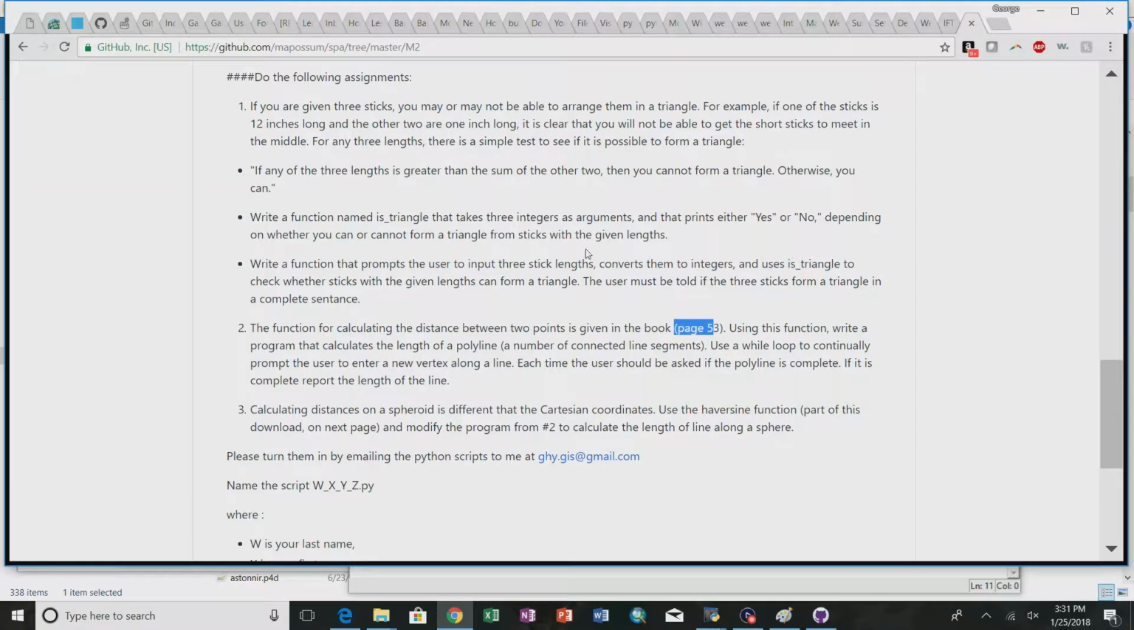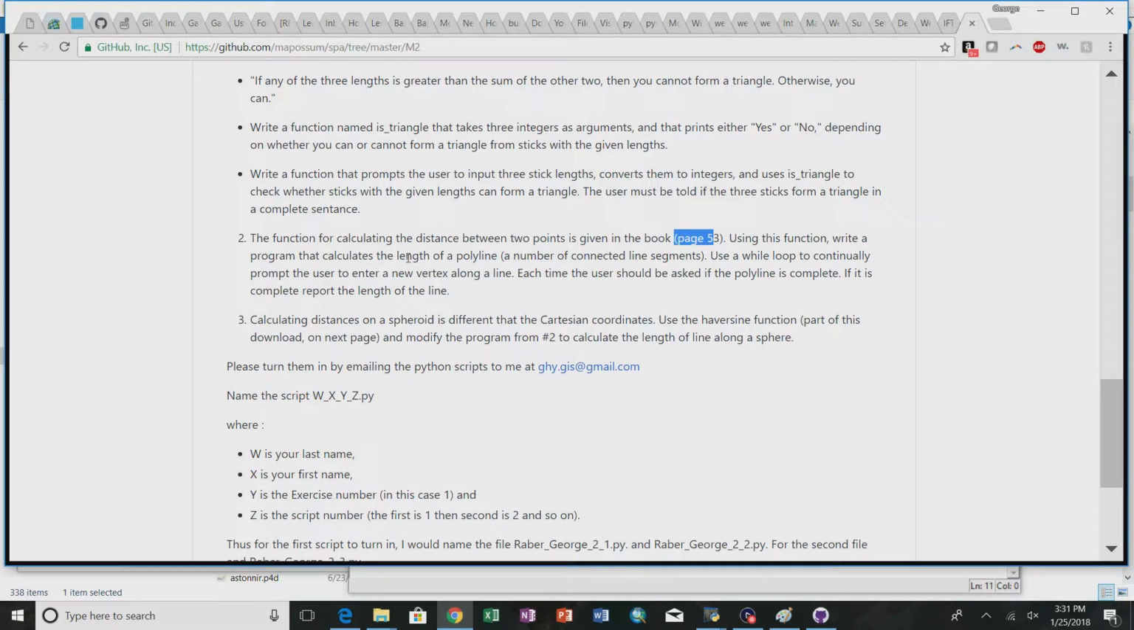Okay, so what are we doing with that? We're going to write a program that calculates the length of a polyline. What's a polyline? A polyline, like in ArcGIS, is a number of connected line segments. It's going to use a while loop to continually prompt the user to enter a new vertex along a line. So each time the user should be asked if the polyline is complete. If it is complete, report the length of the line.